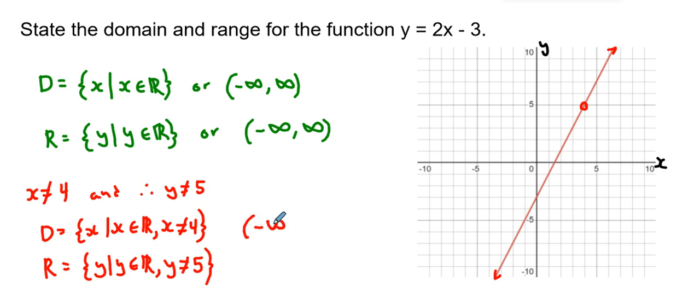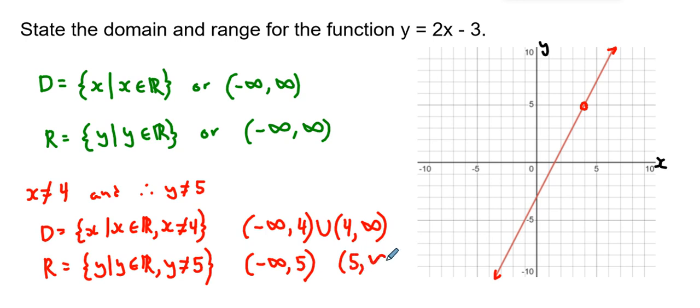I have negative infinity up to, for x, up to 4, but I don't want to include 4. And I also have now from 4 up to positive infinity. And it would actually be the union of those two intervals for my domain. Similarly, for my range, I would have negative infinity up to, but not including 5. So I use my rounded brackets, and it would be from 5 to positive infinity, and that would be the union of those two intervals.